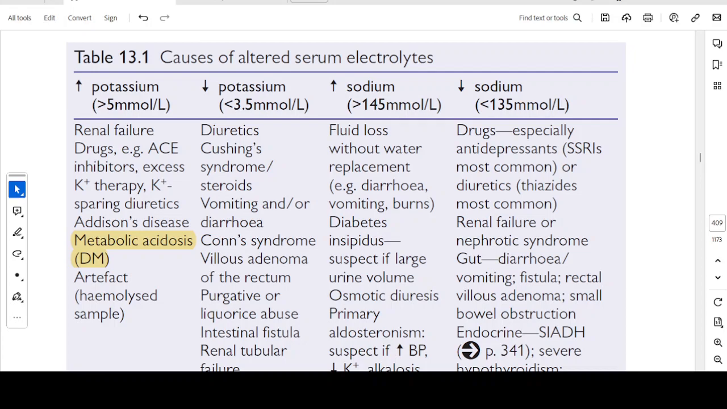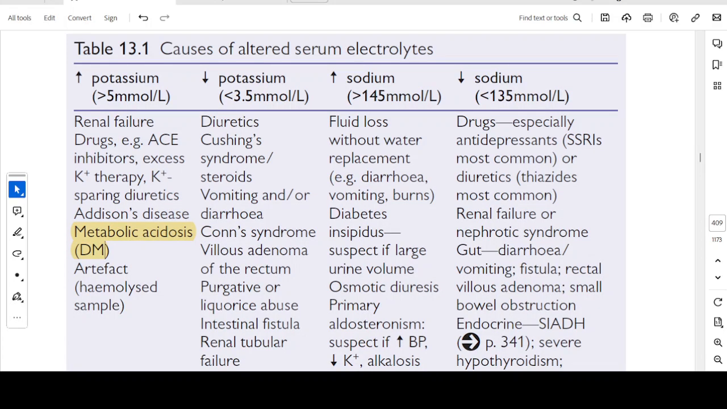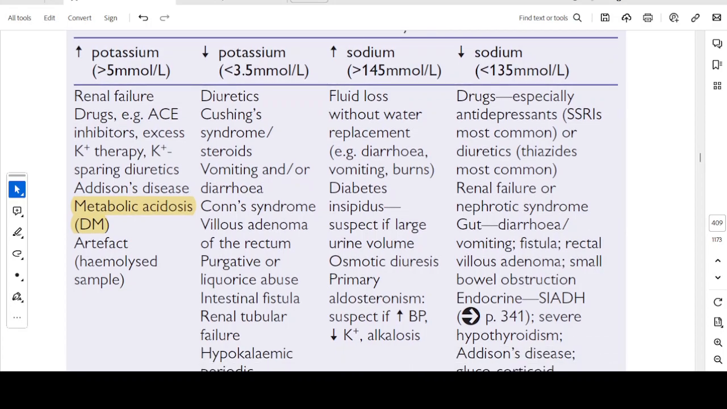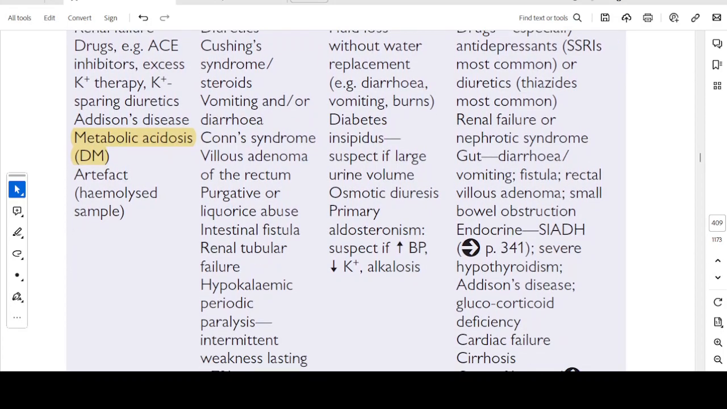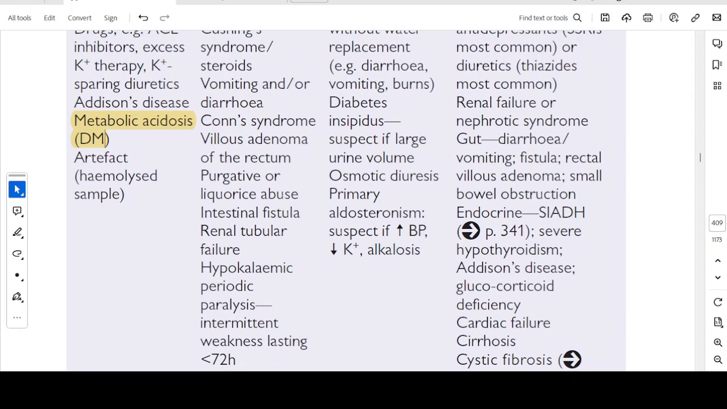Reduction in potassium, or low potassium levels, less than 3.5. This could be due to diuretics, Cushing syndrome or steroids, vomiting or diarrhea, Conn's syndrome, villous adenoma of the rectum, purgative or licorice abuse, intestinal fistula, renal tubular failure, hypokalemic periodic paralysis, intermittent weakness lasting less than 72 hours.